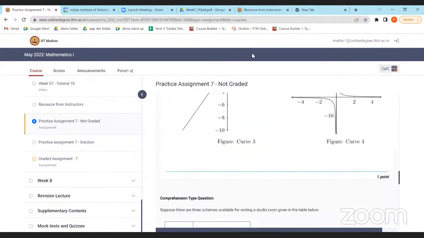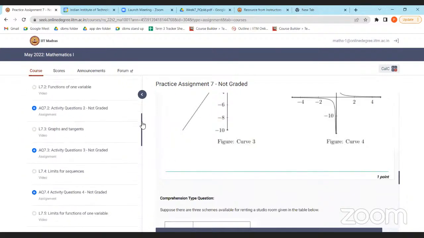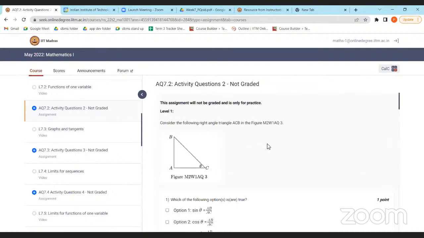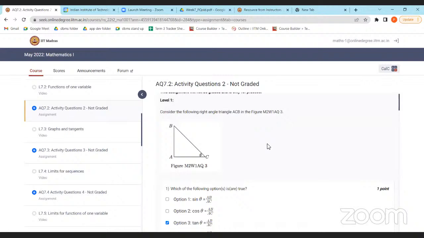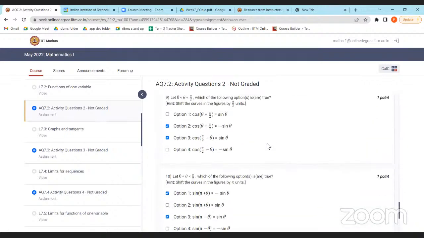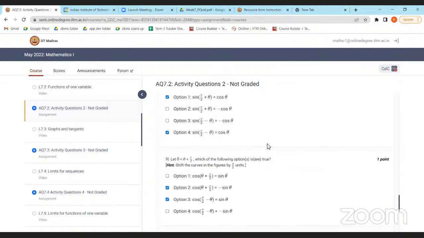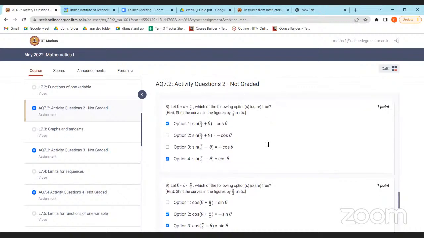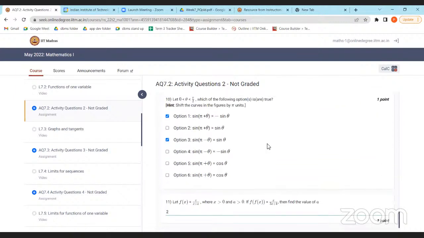Anyone? Any other question in activity practice 2, Activity 7.2? Question number 10, sir. 10. This 8, 9, 10 all belong to the same thing, right? Yes. Just the last, sir. Last, 11th number. Okay, question number 11.